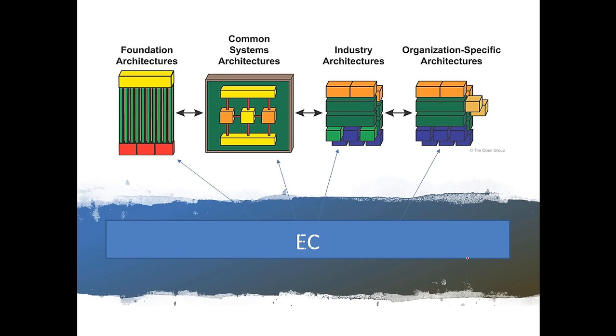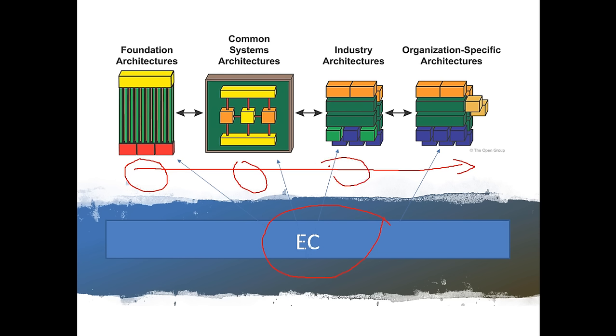Now, in this section, what we are representing here is the enterprise continuum part of it, right? Now, this EC means enterprise continuum, and the diagram goes, remember, from left to right. Okay, so you start here, then you go here, then you go here, and finally you go to the organization specific things. Okay, so that is what you need to remember.